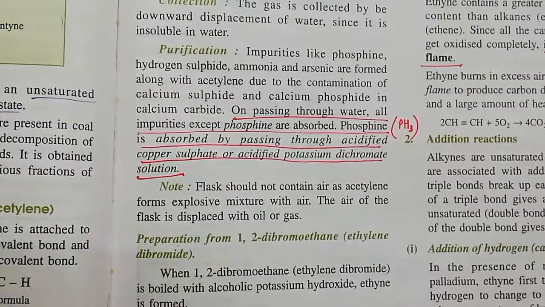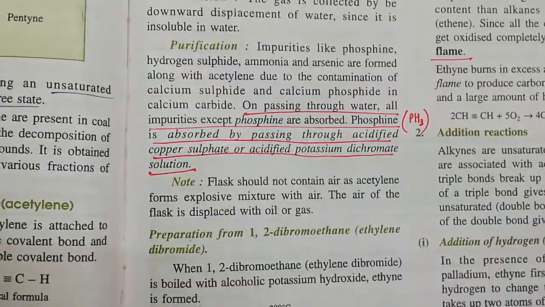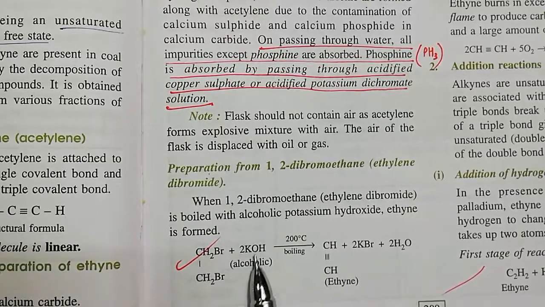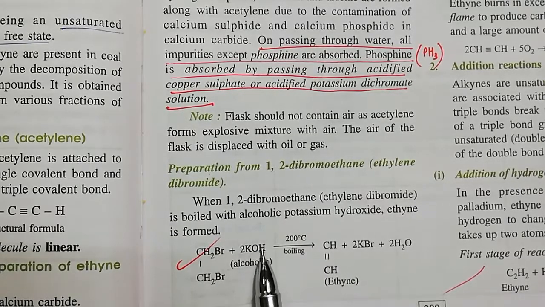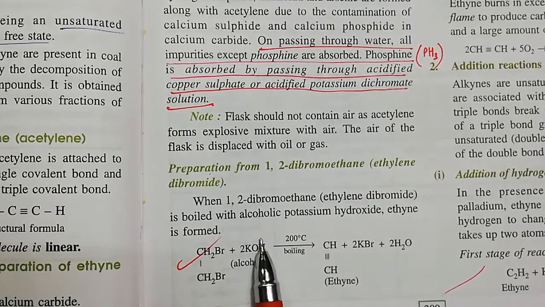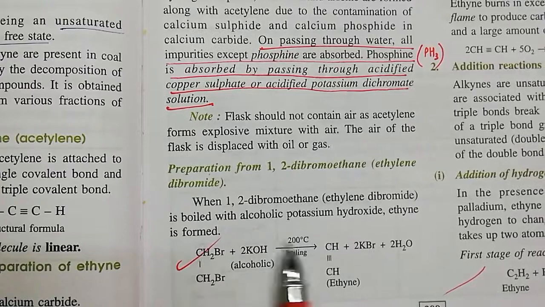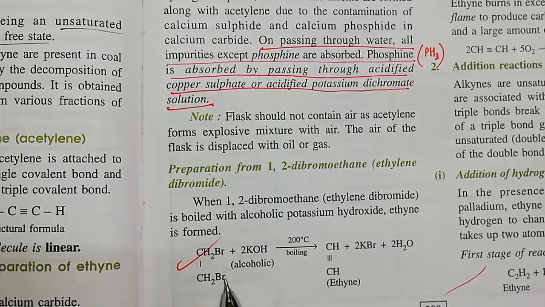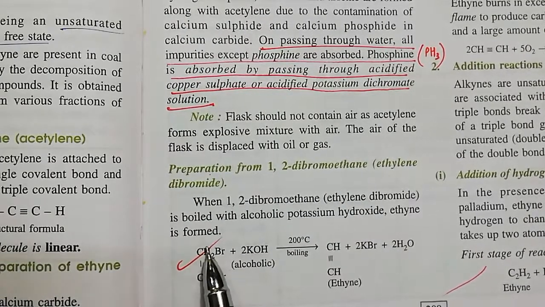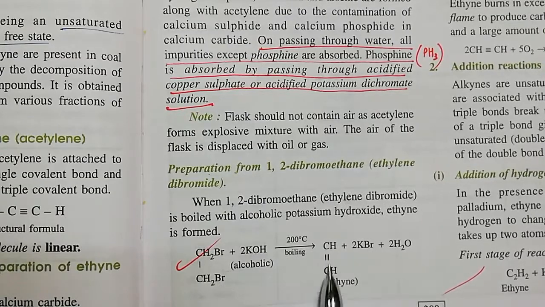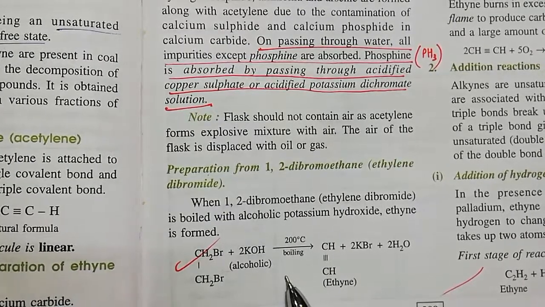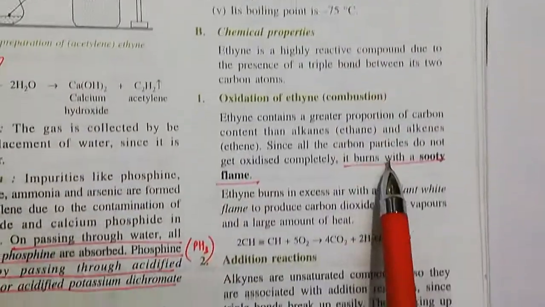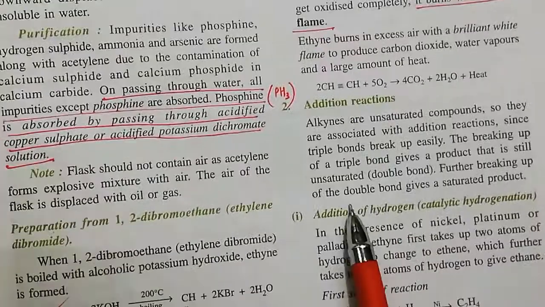Now one more reaction for the preparation of ethyne. We have already studied in the alkene part that alcoholic KOH is used for the dehydrohalogenation reaction. That means it removes the halogen and hydrogen from the structure. One Br takes one H, and the other Br takes another H. What is left is CH triple bond CH, and that's why the compound is ethyne. Physical properties of ethyne are not needed at all, and we'll move to the addition reaction.